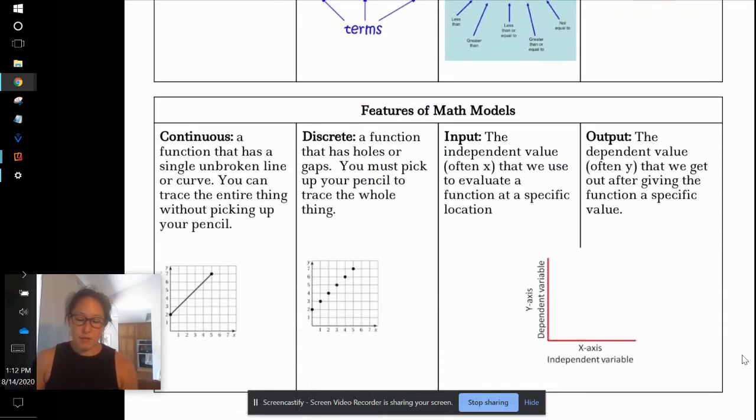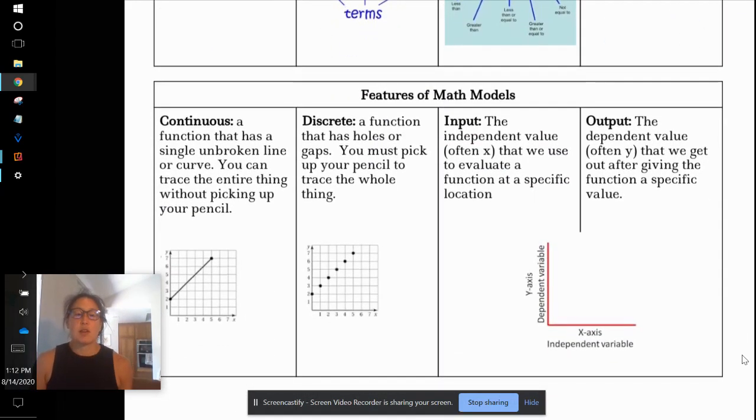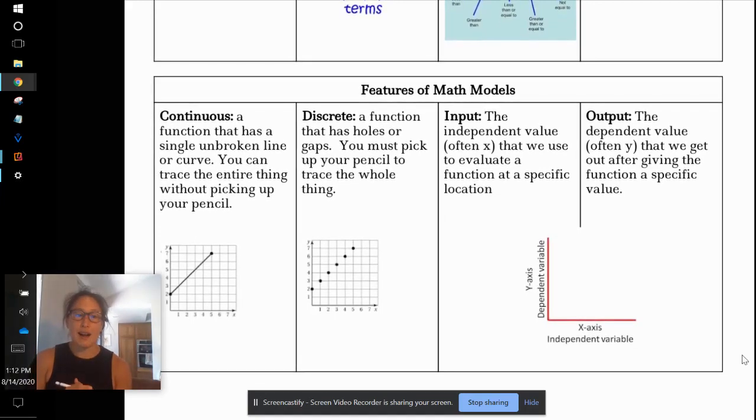Okay. Some features of mathematical models, we describe something as being continuous. And in calculus, I talk about continuous being if you can trace the entire picture without picking up your pencil. So this picture only goes from this endpoint here to this endpoint at x equals 5, and I didn't have to pick up my pencil for that section. So that is continuous. This one is discrete. I have to pick up my pencil to place each dot. So it is basically another word to say non-continuous.